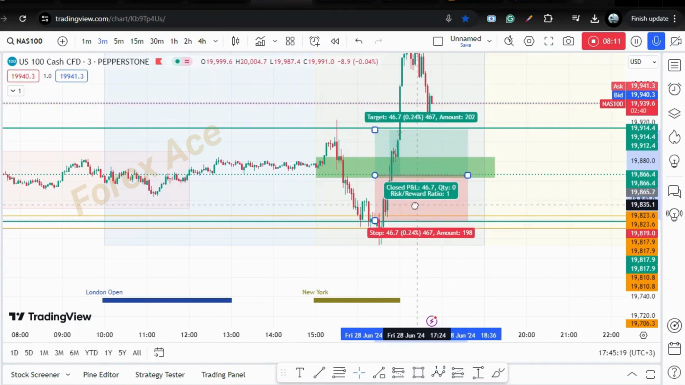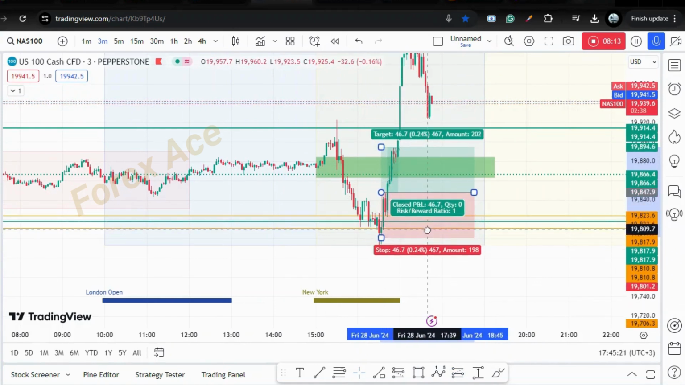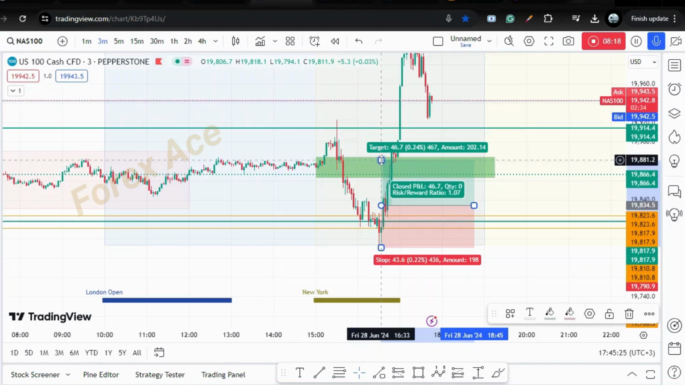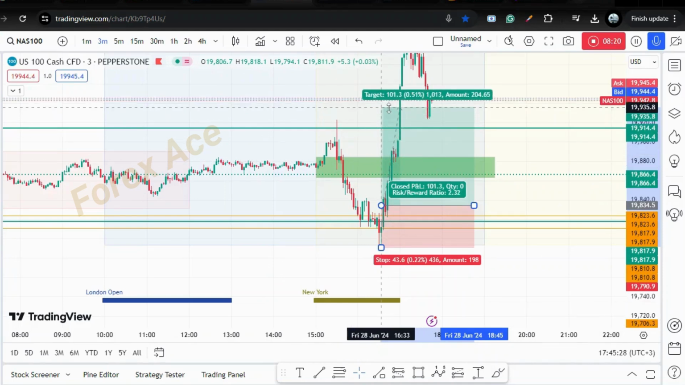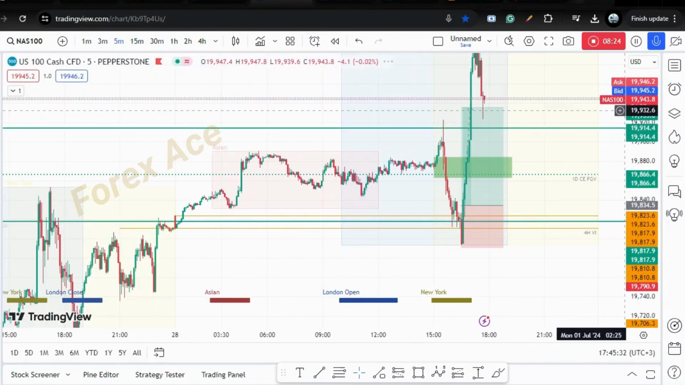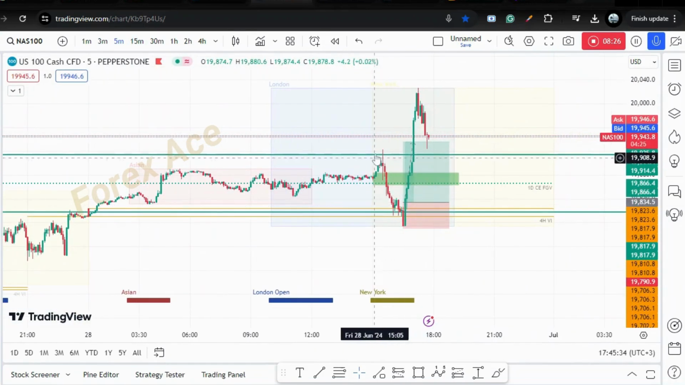Let's do a long position. So I was able to take that trade. There. So that's how I was able to catch the trade, guys. It was an easy trade. I was able to catch the sell and the buy.